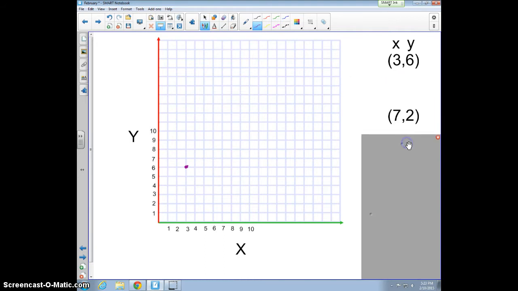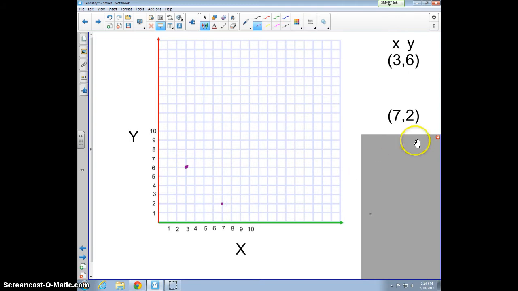So let's look at another one here. This next one is 7, 2. The first number represents the x, how far over to the right. If it's negative, it's left, but we're just going to deal with positive numbers today. So we're going to go to the right 7 because remember, x is first. 1, 2, 3, 4, 5, 6, 7. And then we're going to go up how many? 2. 1, 2. That's going to take us right here.